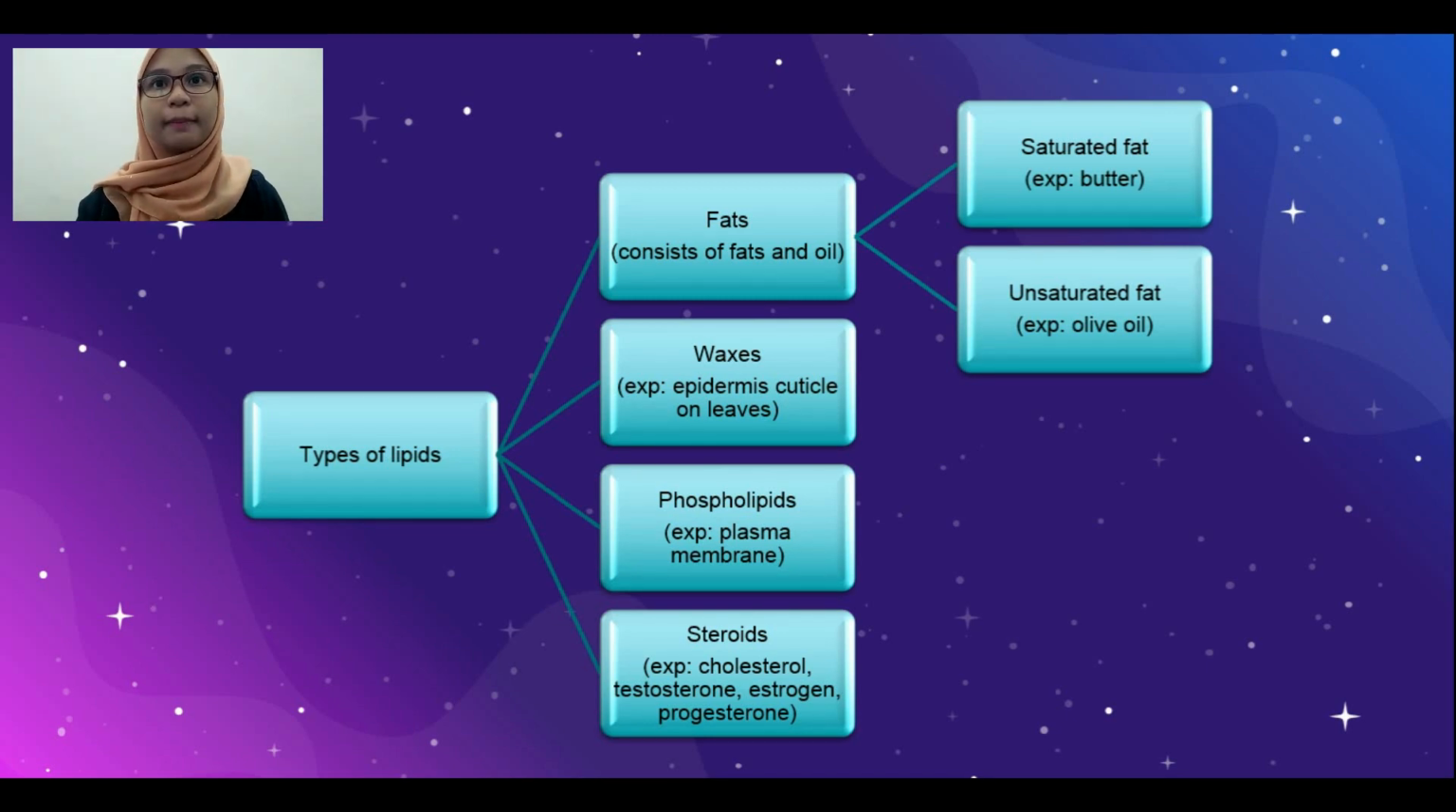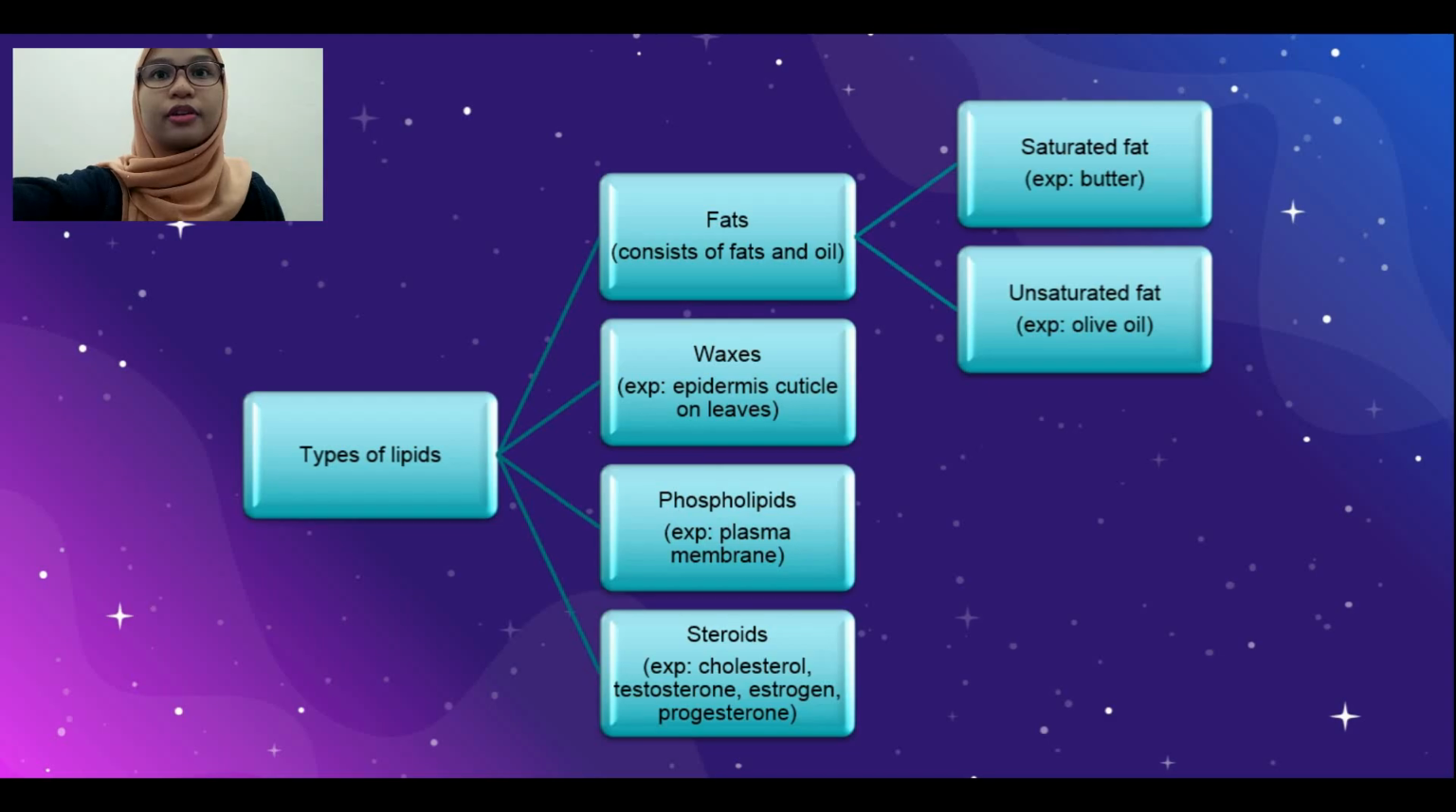We can find it on the epidermis, cuticles on leaves, and also sebum that we make, usually at our face, right? And the phospholipids are familiar from the plasma membrane, and the steroids do not contain any fatty acids. Examples are cholesterol, testosterone, estrogen, and also progesterone. And the phospholipid is made up of one glycerol, two fatty acids, and one group of phosphate.